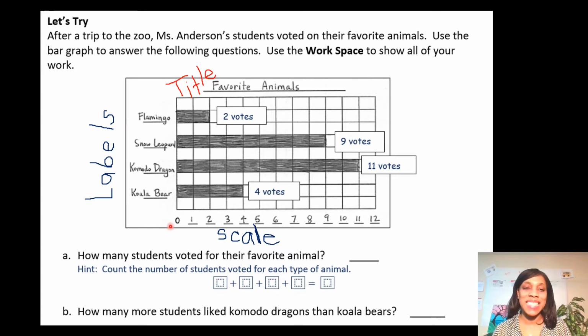Next, we need a scale. Our scale is going to measure how many votes each one of those animals received. So we have a scale of 0 to 12. Here we see koala has 4 votes, while the komodo dragon has 11 votes. The snow leopard has 9 votes, and the flamingo had 2 votes.